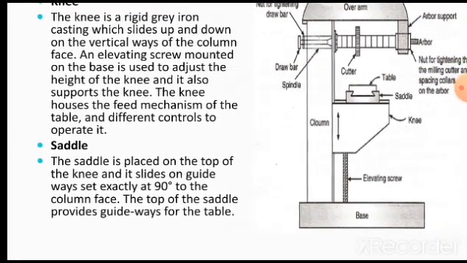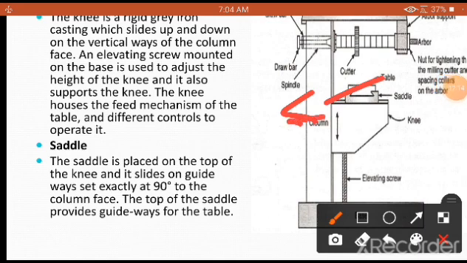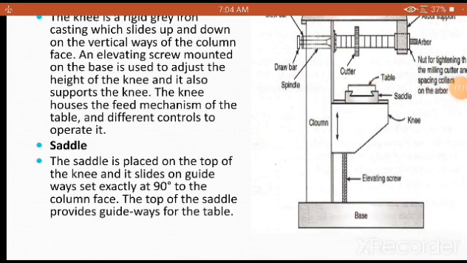The next part coming is a saddle, which is directly mounted on the knee. The saddle is placed on top of the knee and it slides on the guideways set exactly at 90 degrees to the column face. So now the saddle can be made to move in this way. It's important: the top of the saddle provides the guideways for the table. Okay, it provides the guideways for the table, as you are going to see very clearly; I just wanted to make it slightly bigger.